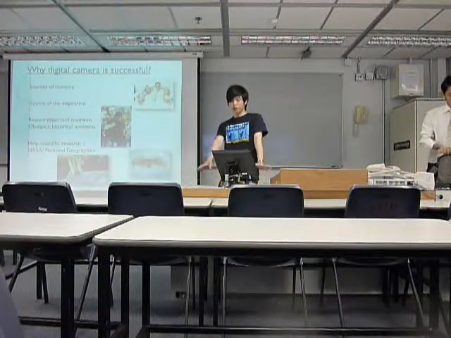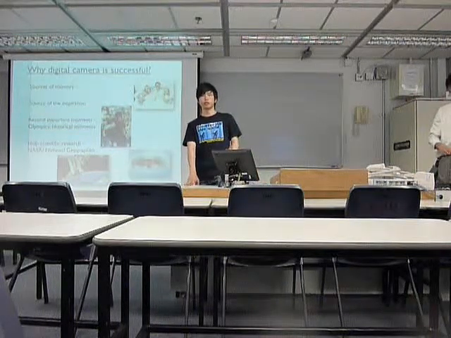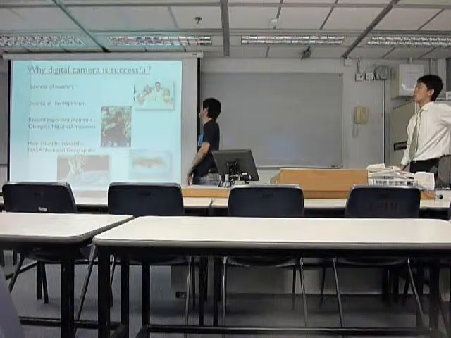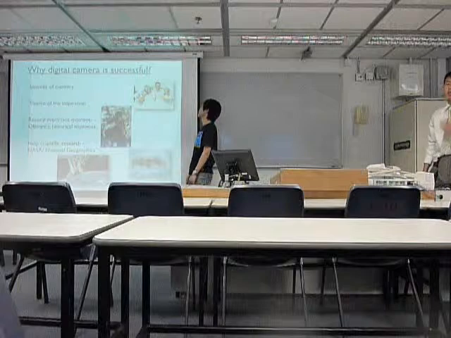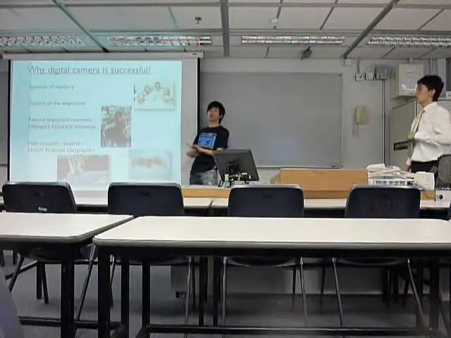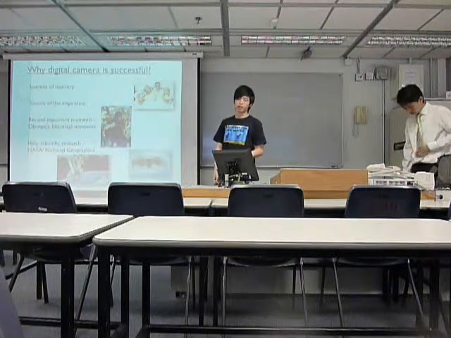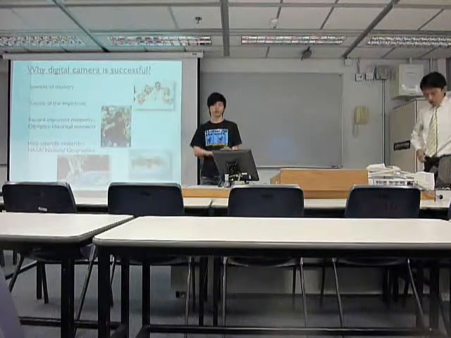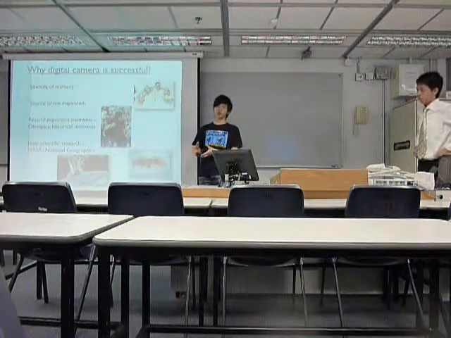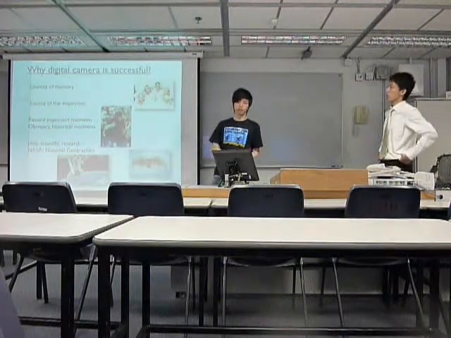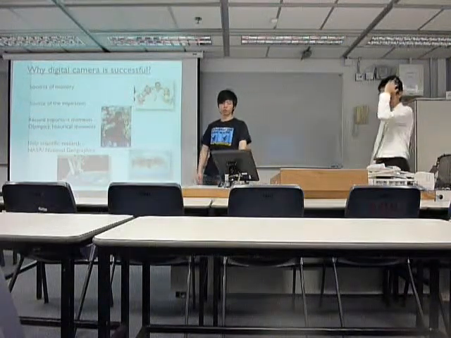So why is the digital camera so successful nowadays? Because it has four reasons. The first reason is that it is a source of memory. What does it mean? When children grow up, they can look back at photos and revisit the happy moments of their childhood. Second, it is a source of inspiration. For example, when you look at some pictures, you can think of more ideas for your work, etc. The third one is that it can record important moments, like in the Olympic Games.